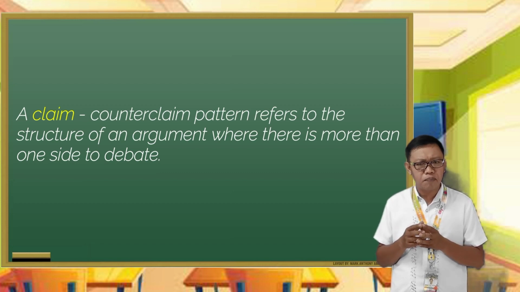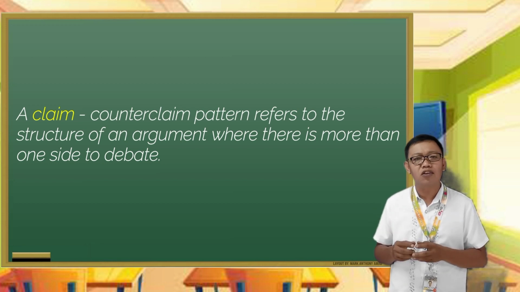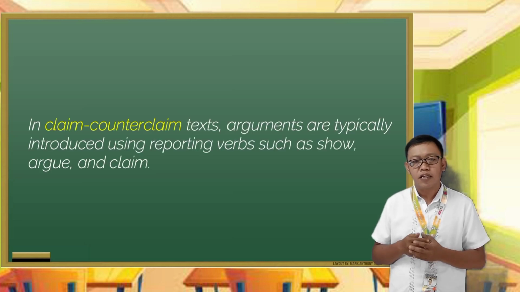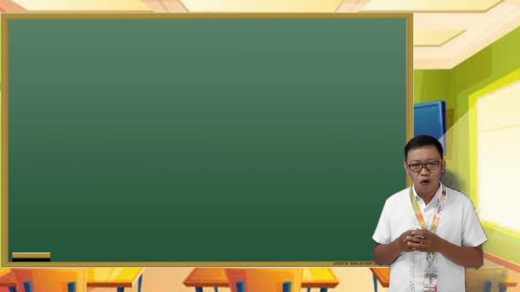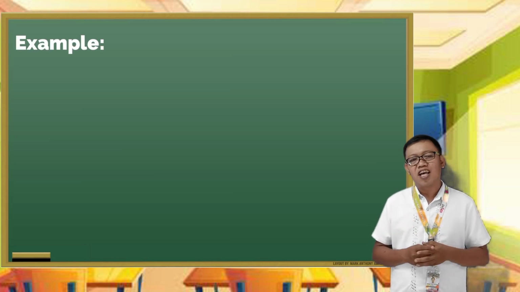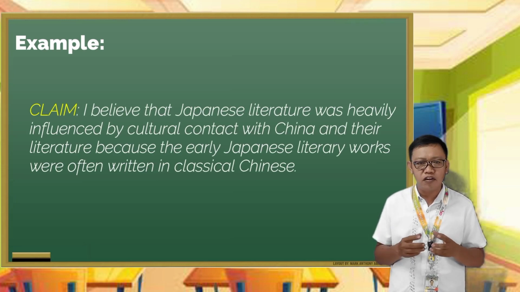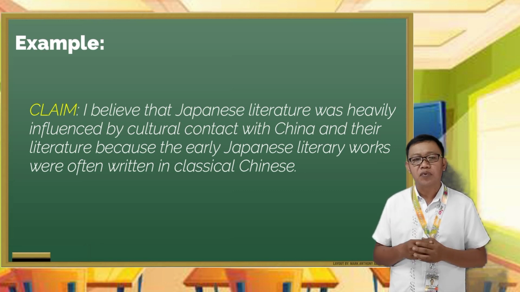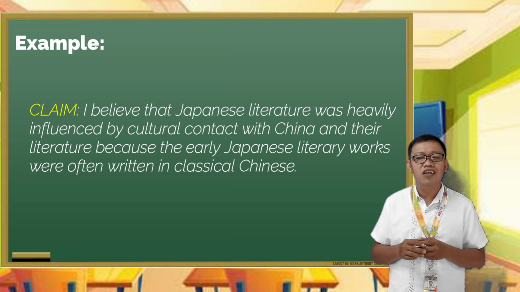A counterclaim pattern refers to the structure of an argument where there is more than one side to debate. It is very common in academic writing. In claim-counterclaim texts, arguments are typically introduced using reporting verbs such as show, argue, and claim. Example, this is a claim. I believe that Japanese literature was heavily influenced by cultural contact with China and their literature, because the early Japanese literary works were often written in classical Chinese.